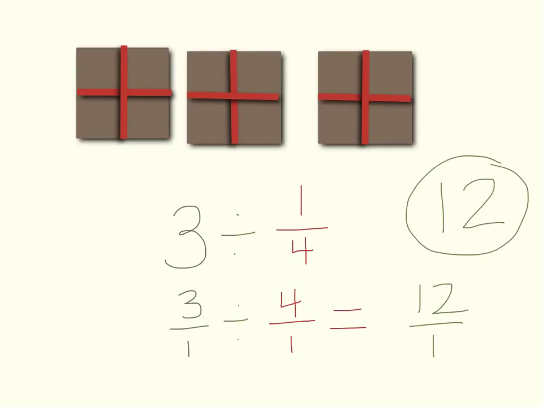Circle my answer. So we can double check. Are my 3 boxes, which are divided into fourths, equal to 12 spaces? Let's see. 1, 2, 3, 4, 5, 6, 7, 8, 9, 10, 11, 12. It sure does.